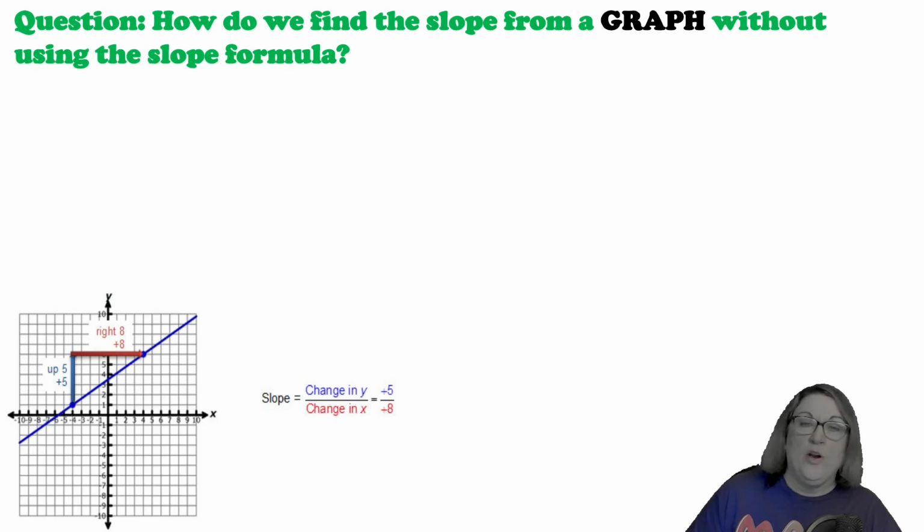Okay, our question is, how do we find the slope from a graph without using the slope formula? You can always use the slope formula to find the slope. The video that talks about finding the slope from ordered pairs and equations is showing you how to use the slope formula. That's the one you should probably watch after this one. But for graphs and tables, it's pretty easy. You don't really need to use the formula. So I'm going to show you the method without using the formula.